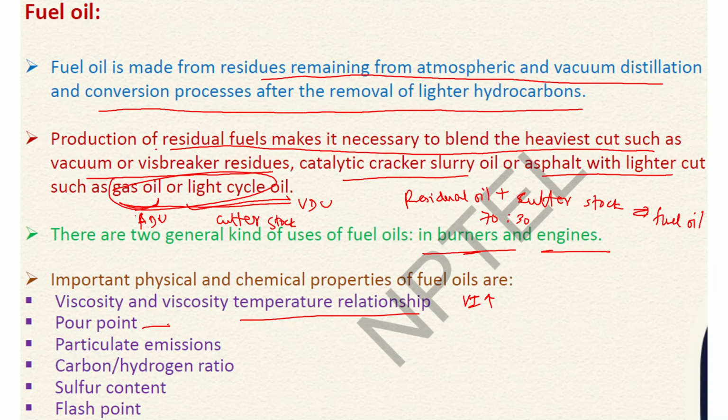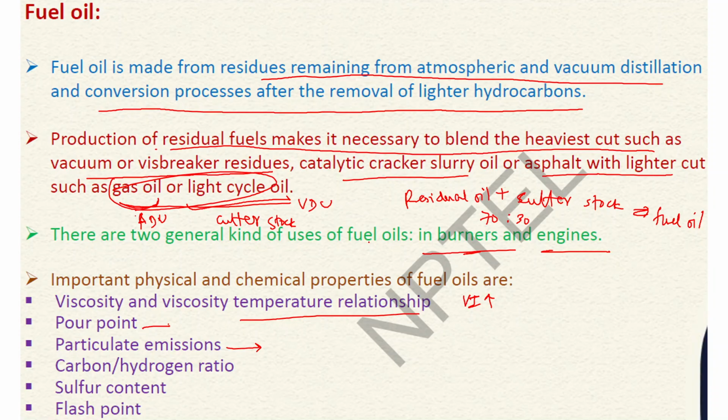Then pour point is an important property. When flowing from a hotter region to a colder region, it should not freeze. That is, the presence of wax content should be lesser in the fuel oil, and the particulate emission should not be very large, as we are now moving towards the heavier cuts. So the impurities will be higher in these heavier fuels, in this residual fuel.